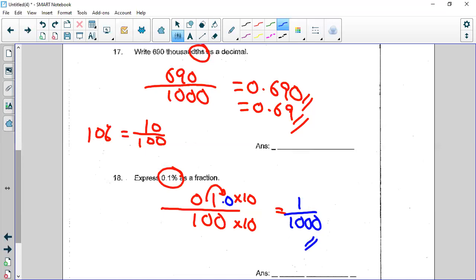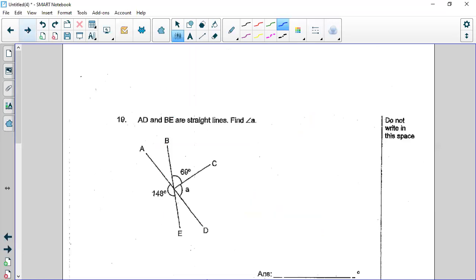Okay, let's go to question 19. How do you find angle A? When you see lines cross each other, X. And what do you know about X? Opposite angles are the same. So can you find angle A? Angle A will be 148 minus 69.